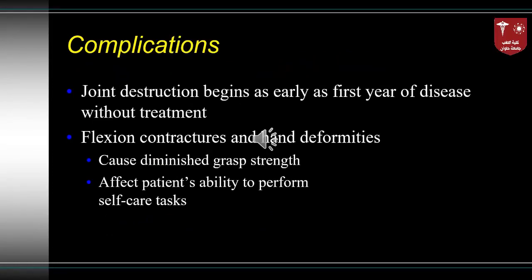We can divide the complications of rheumatoid arthritis into complications of the joint disease, complications of systemic manifestation, and others. The complication because of the joint affection is joint destruction, which really begins as early as the first year of the disease if the patient is not treated. Of course, treatment can delay the joint destruction, and also affection of soft tissue leading to flexion contractures and deformities, which affect the activity of daily living of the patient.